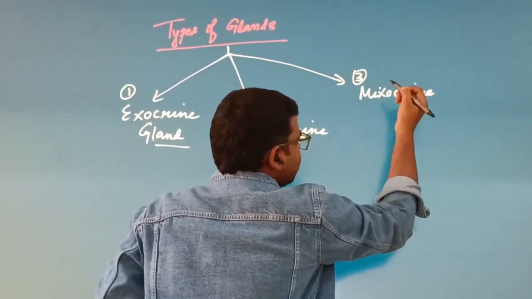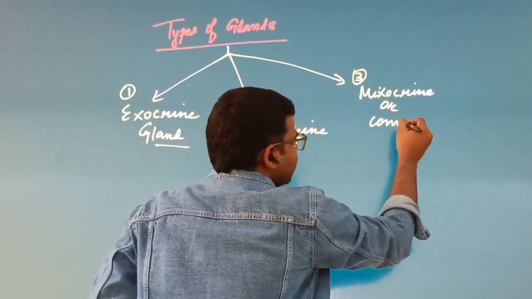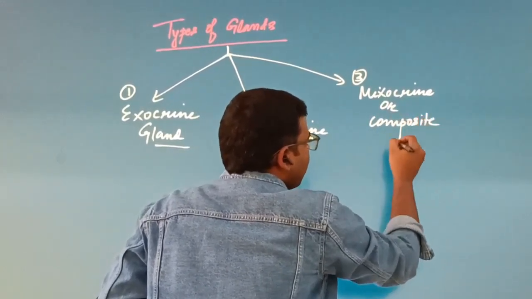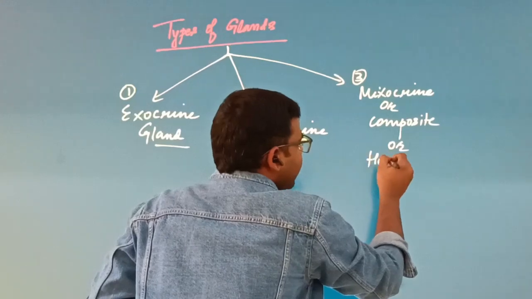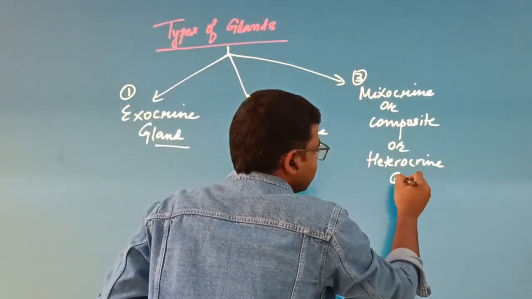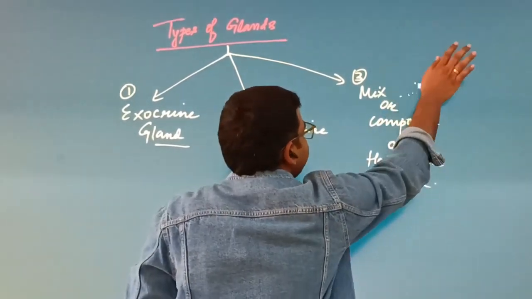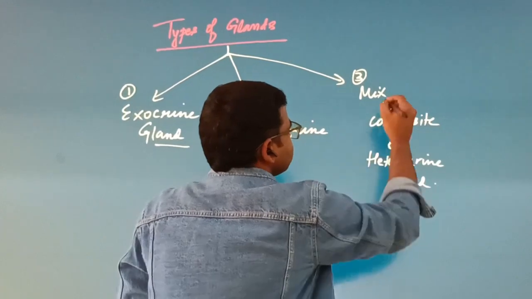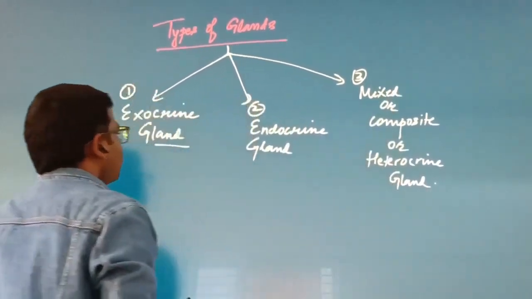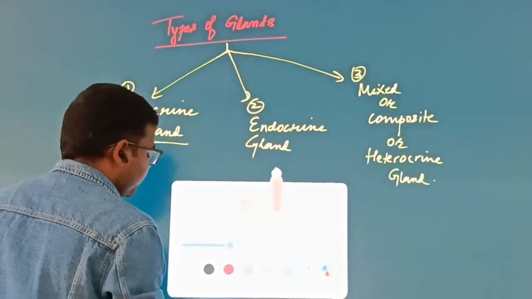Or you can say mixed gland, or you can say composite gland, or you can say heterocrine gland. Okay, you can say mixocrine as well as you can say mixed gland. Okay, so starting with the very first one, let's understand one by one each one of them.